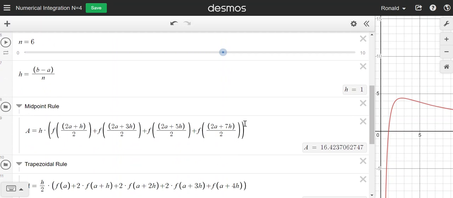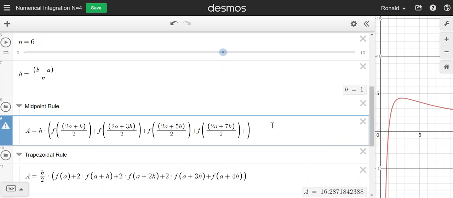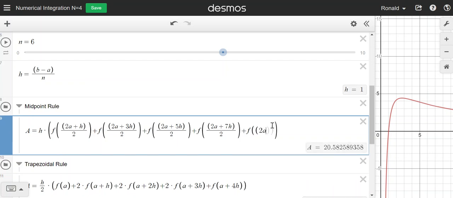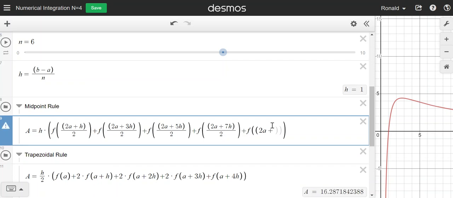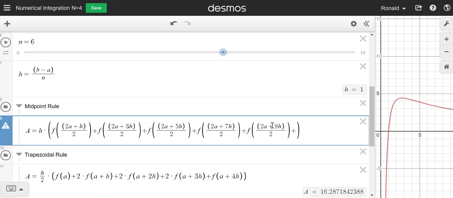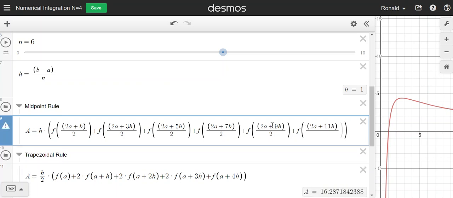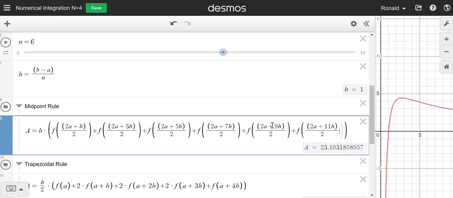So with the midpoint rule, I'm going to have to add, because this is set up for n equals 4, plus f in parentheses, 2a plus, now with the pattern, we want 9h, ending parentheses, divided by 2, ending parentheses, plus f, paren, paren, 2a plus 11h, ending paren, divided by 2, and ending paren.